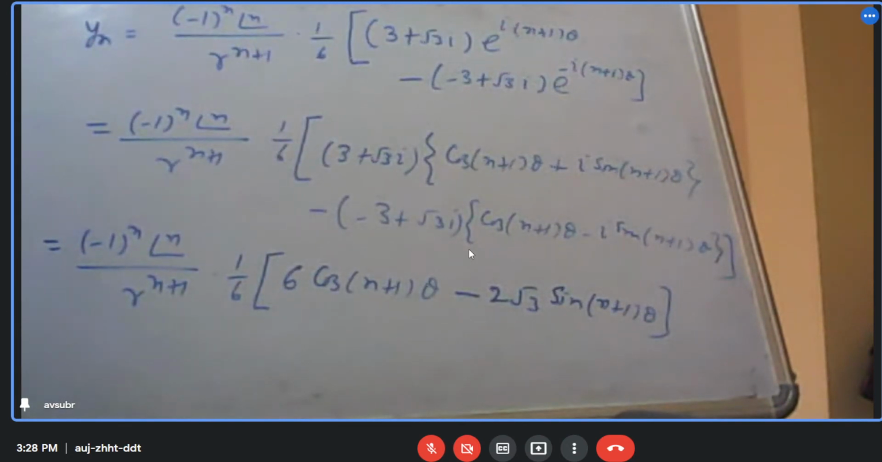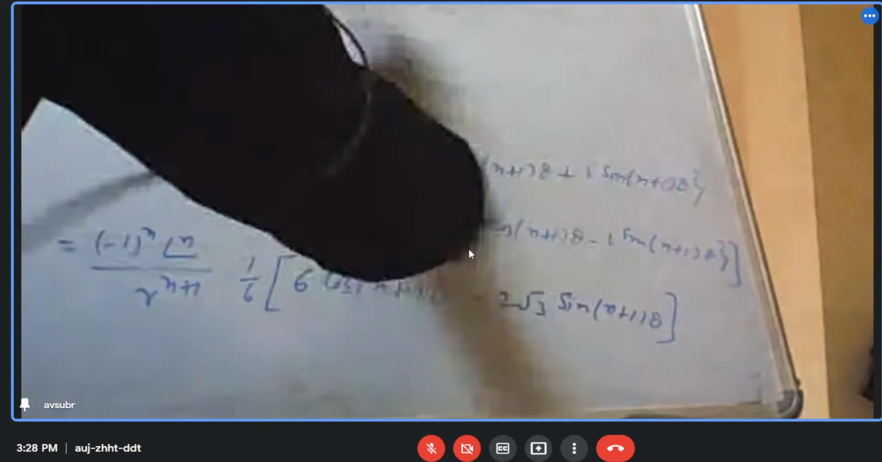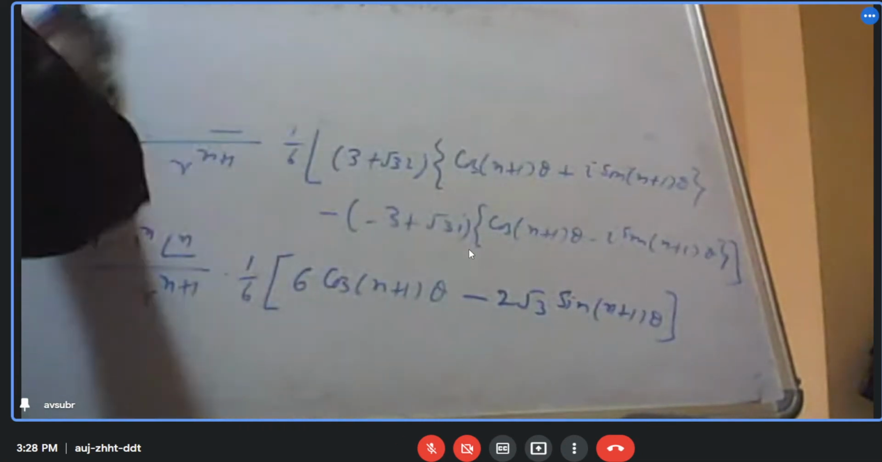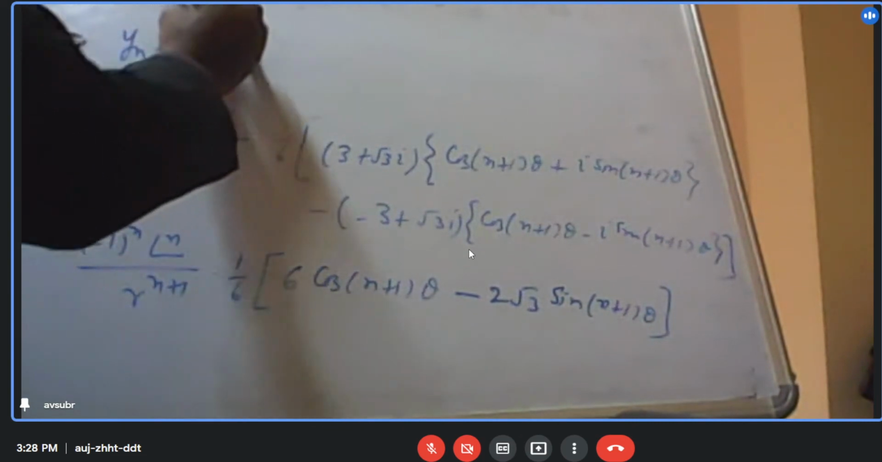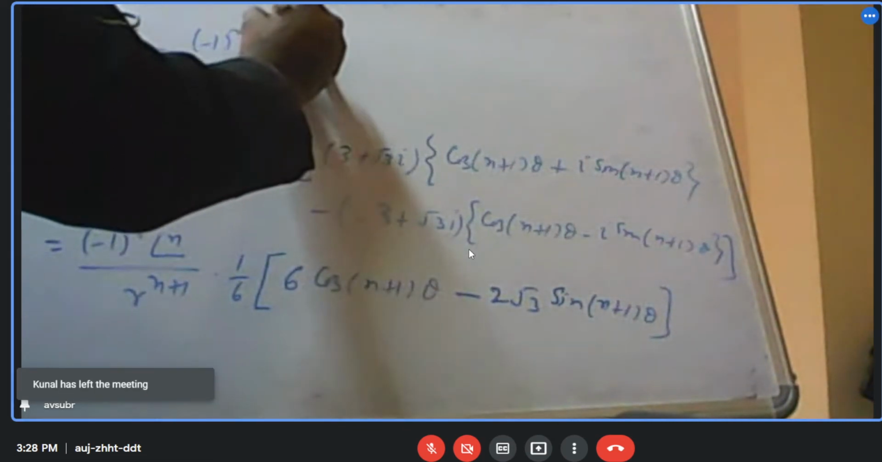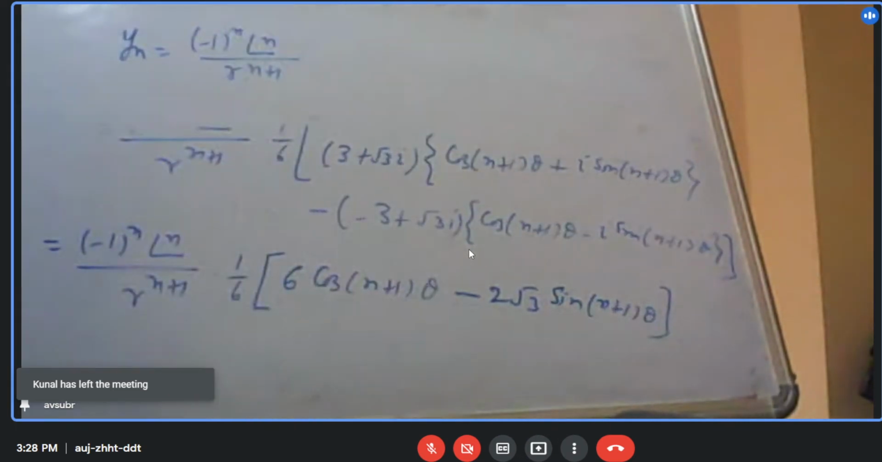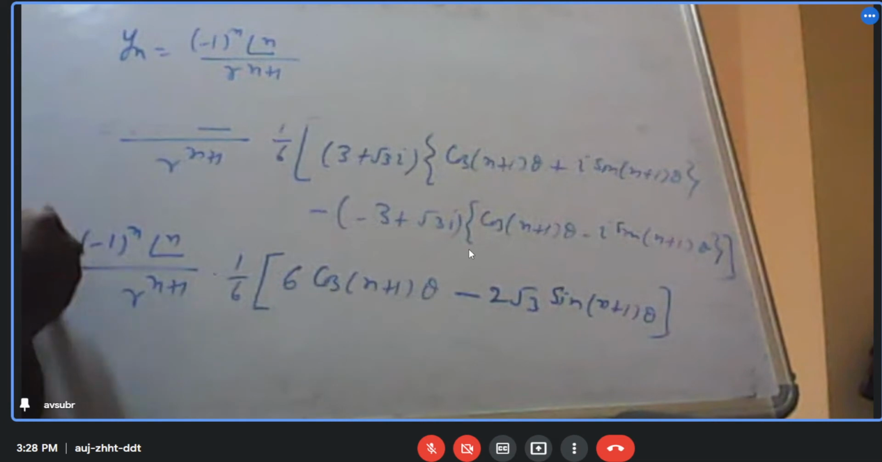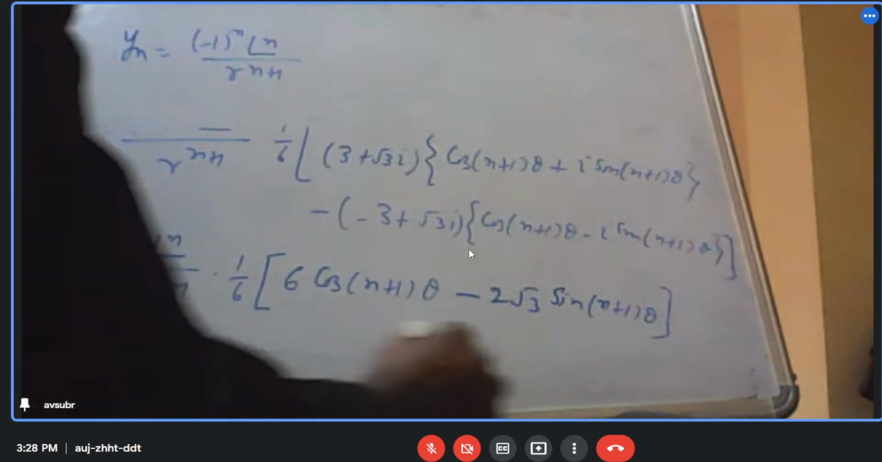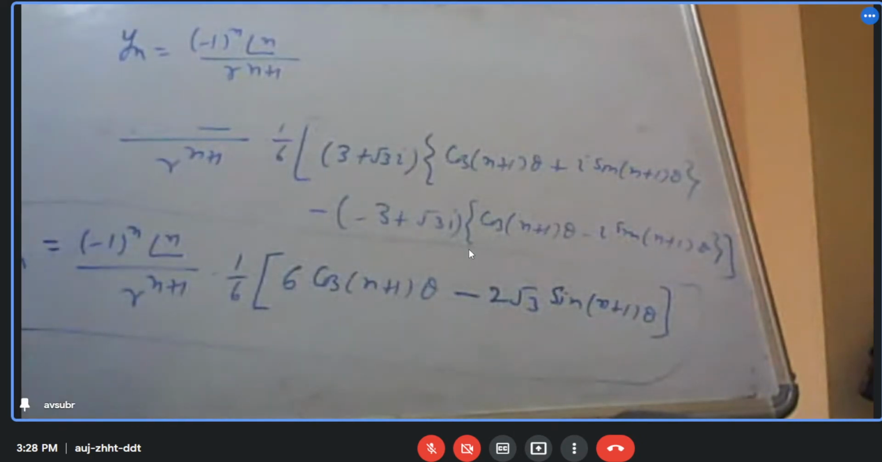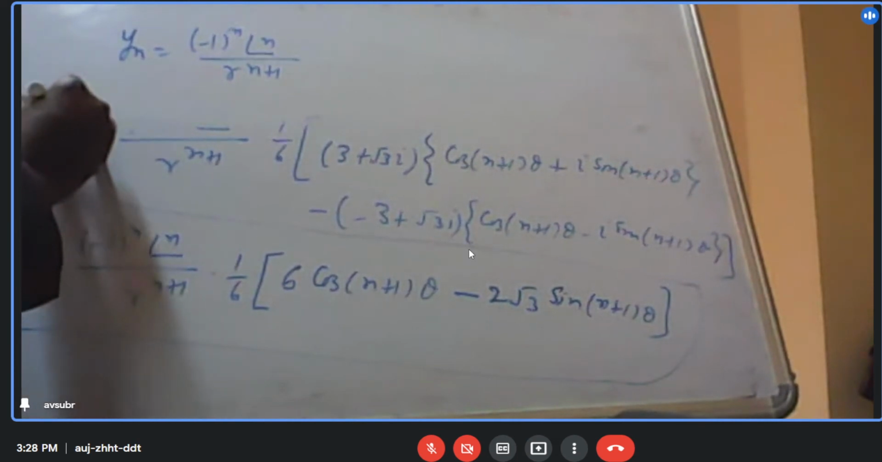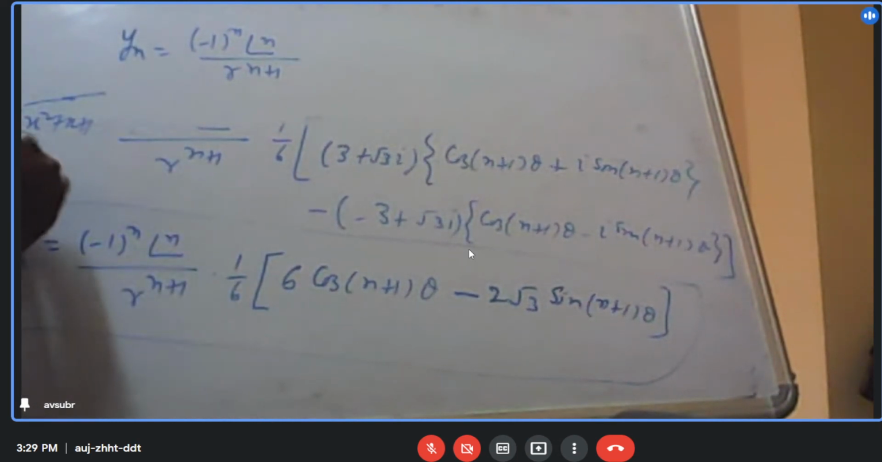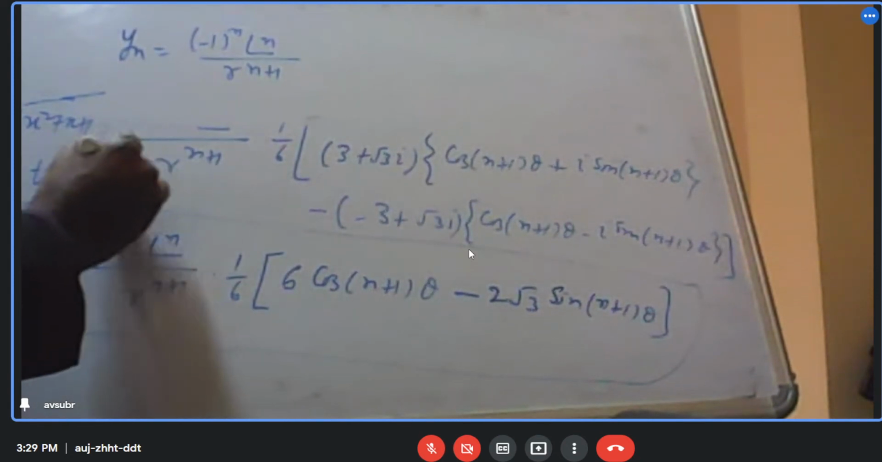All right. So all in all, what are we left with? We are left with yn is equal to minus 1 to the power n factorial n r to the power n plus 1 and so on, where r is equal to square root of x square plus x plus 1 and theta is equal to tan inverse root 3 by 2x plus 1.